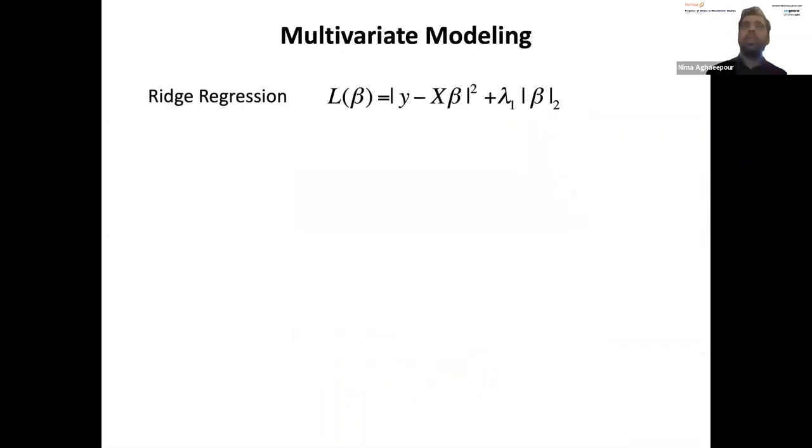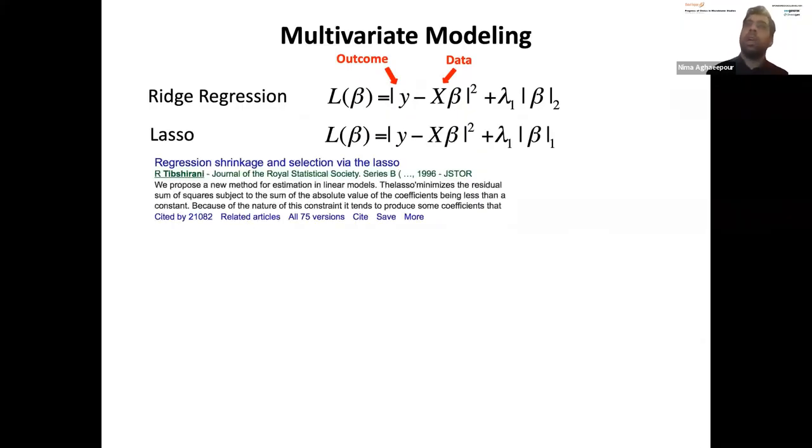You can look at ridge regression, where you have your outcome, you have your data, you're trying to minimize your error rate. But it turns out that because the data is extremely high dimensional and you want the models to be translationally relevant, if you change that 2 to a 1, it makes your models sparse, easier to validate, easier to interpret.